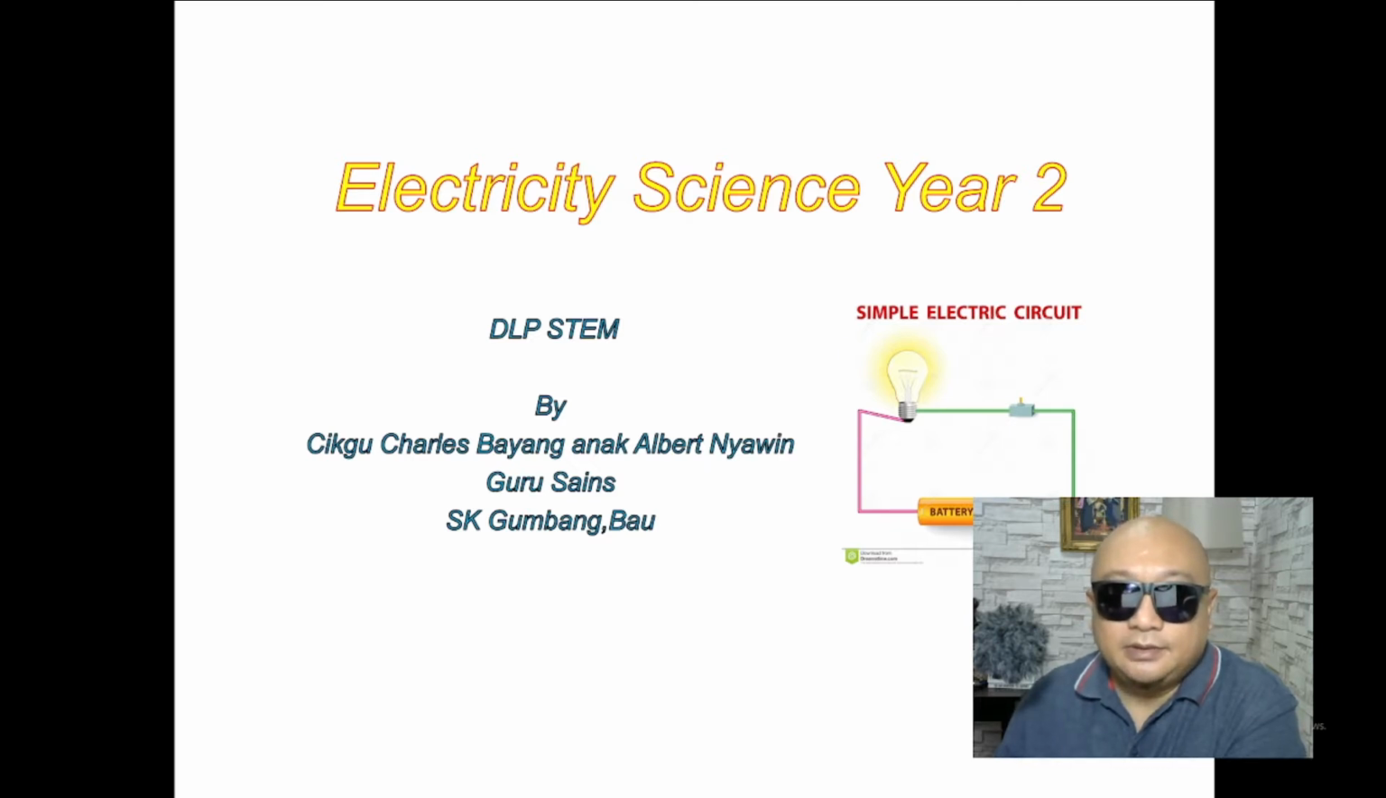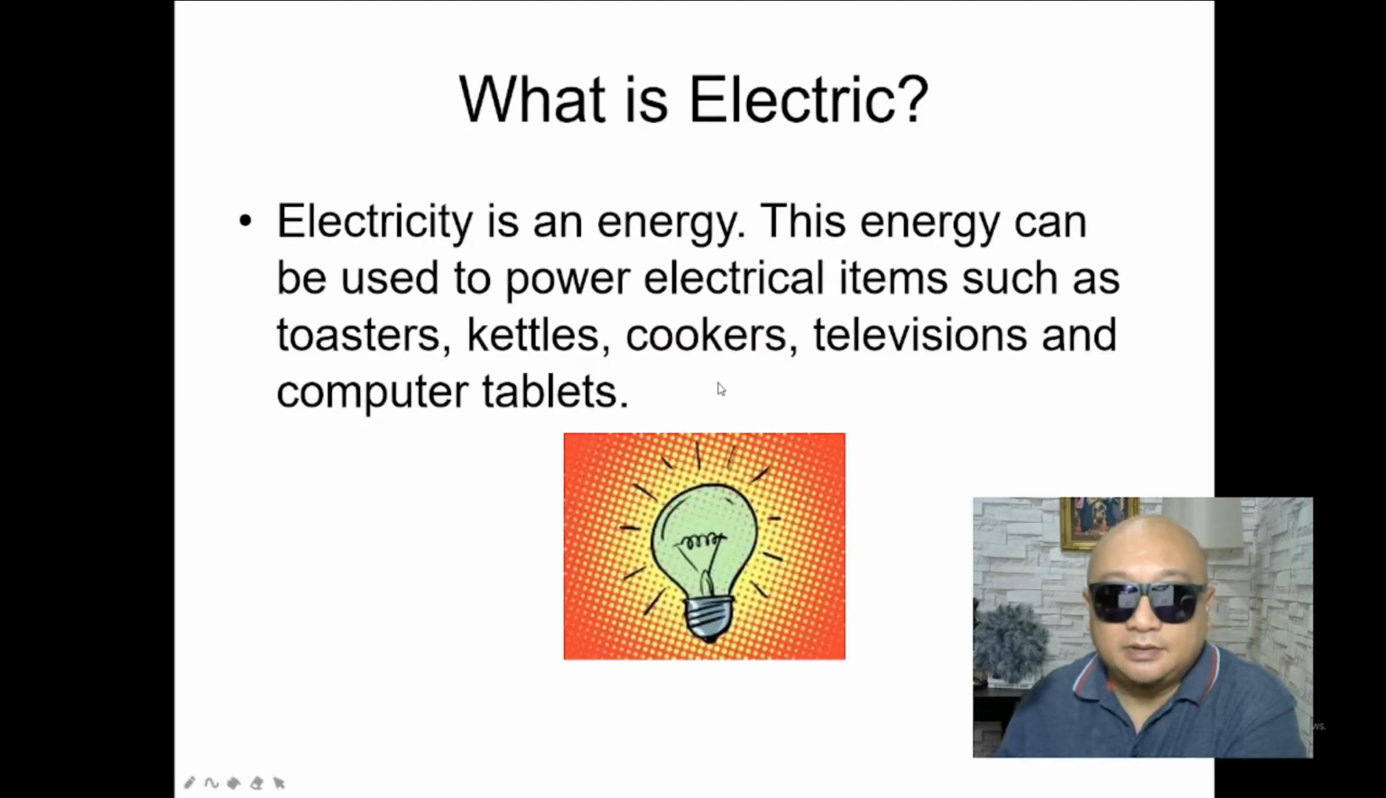Today we're going to learn about electricity. Last PDPR teacher gave you a note about electricity. What is the component of electricity? Now we're going to learn what electricity is. What is the definition of electricity? Electricity is an energy. This energy can be used to power electrical items such as toaster, kettle, cookers, television, and computer tablet.